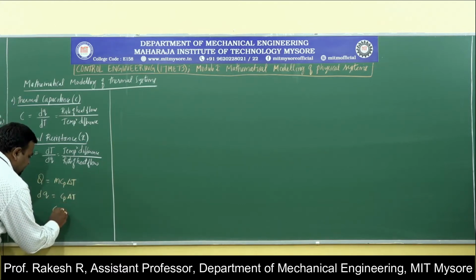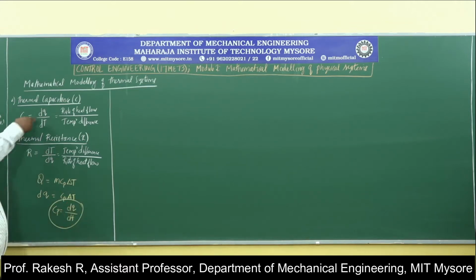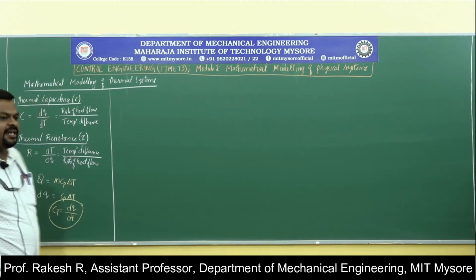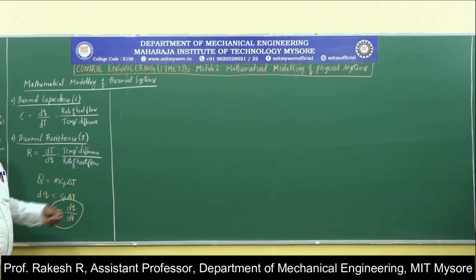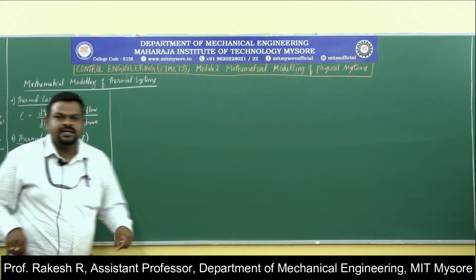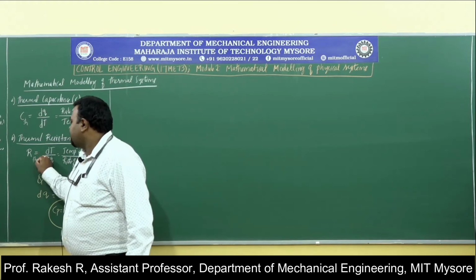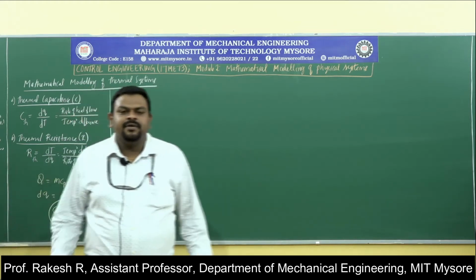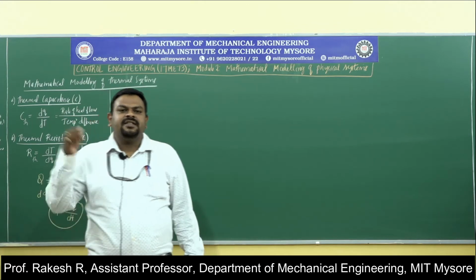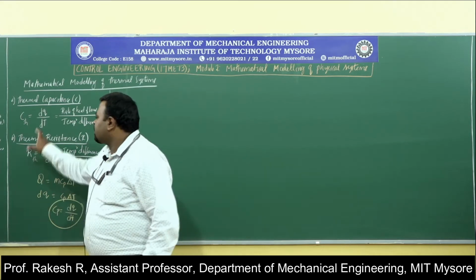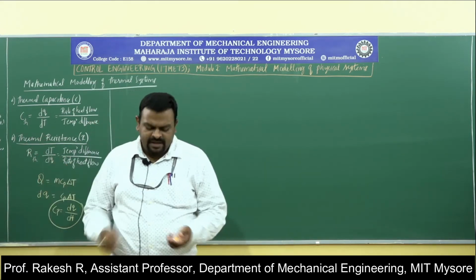So what is Cp here? Cp is dQ by dt. So this is the equation we arrived at for thermal capacitance. Capacity means how much it can store the heat. Here, for ease of understanding, we give the prefix thermal to C and R. This prefix can be used because we need to differentiate between thermal resistance, thermal capacitance, and hydraulic resistance and hydraulic capacitance.